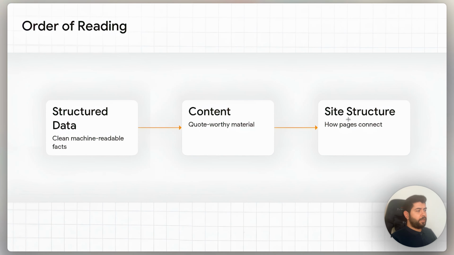And the third one is your structure: the way your menu is built, the breadcrumbs on your pages, the links between your collections and products. This is what decides whether crawlers can reach your pages in the first place. A page that nothing links to is essentially invisible, no matter how good the first two things are.